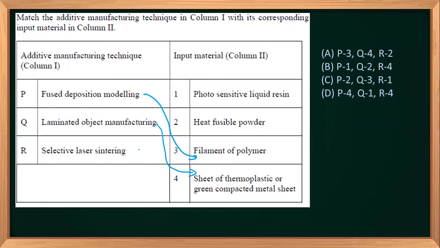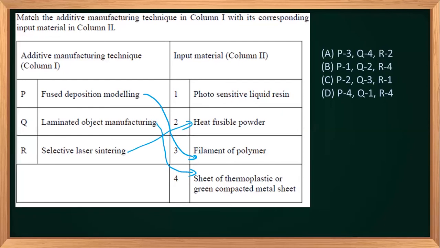Now, what about selective laser sintering? In selective laser sintering, you will have a laser head where you use powder as your raw material. So heat fusible powder will be the raw material. And if it was stereolithography, then you will use photosensitive liquid resin as the raw material. So this is the choice.